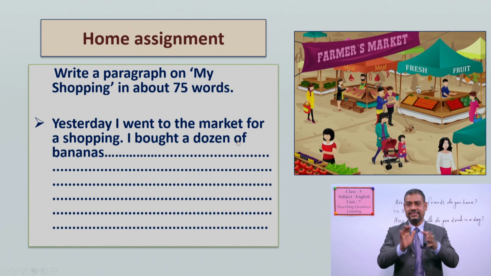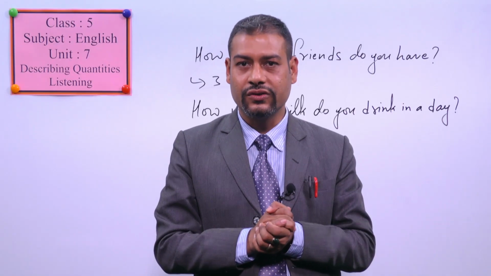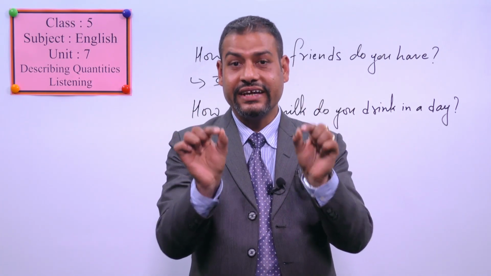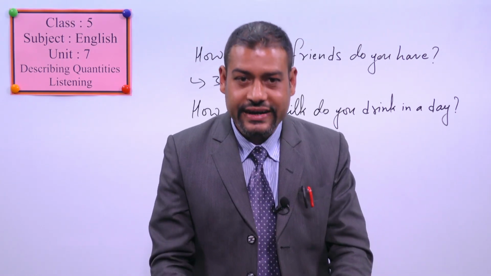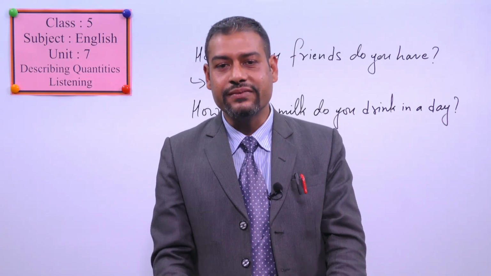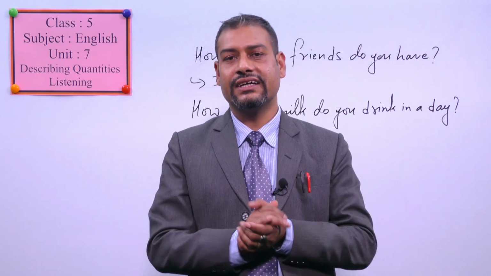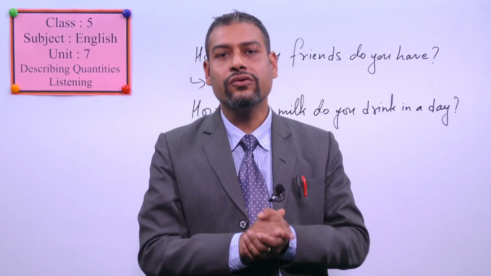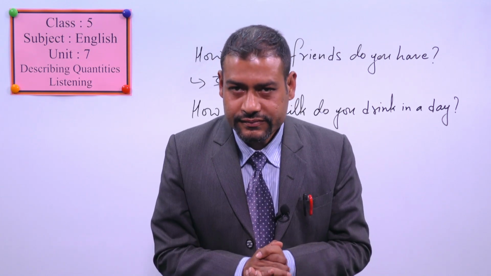So what do you mean by dozen? Dozen means 12 pieces, no? So 12 pieces equals 1 dozen. So we say ek dozen, you know. That is quantity. Ek dozen kera, or a dozen of bananas, that is a quantity. So in your writing, you have to use the words for describing quantities. So you can add there, I bought a kg of apples, or you can say, I bought 5 apples. That's how you have to write in your paragraph. Is it clear to you?